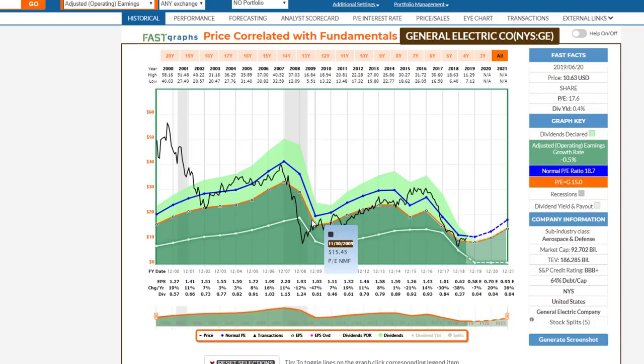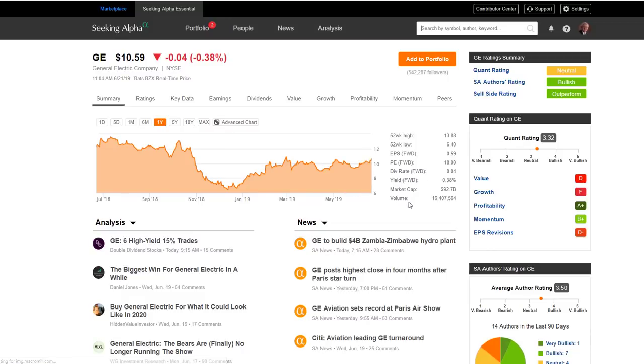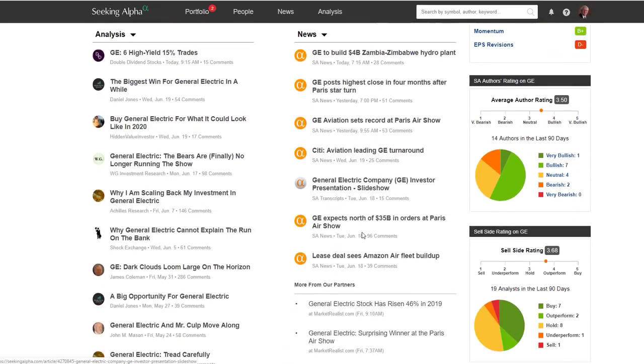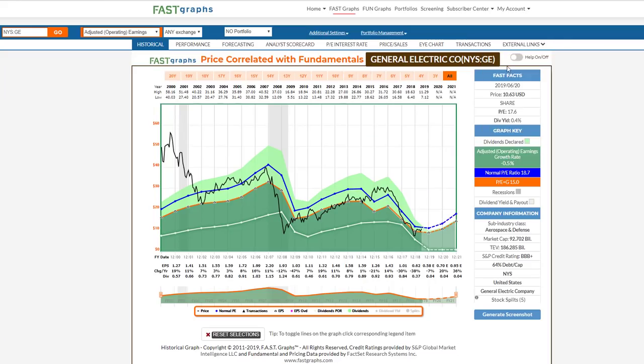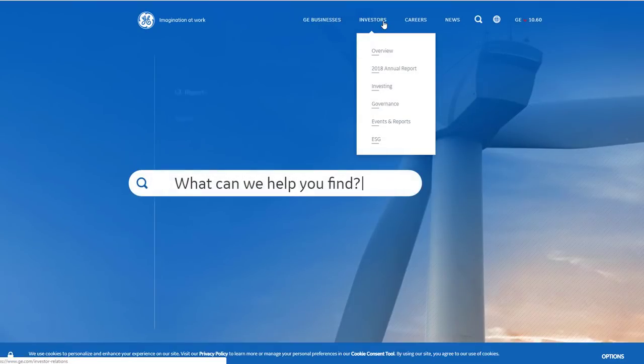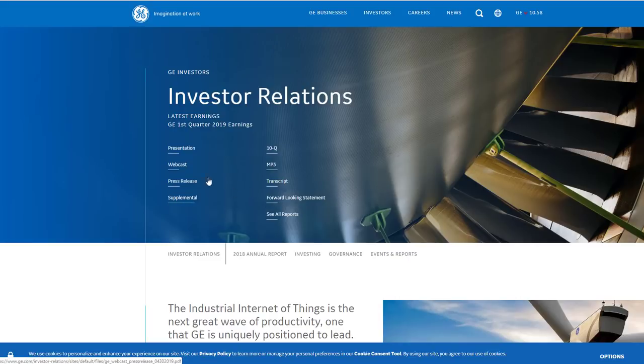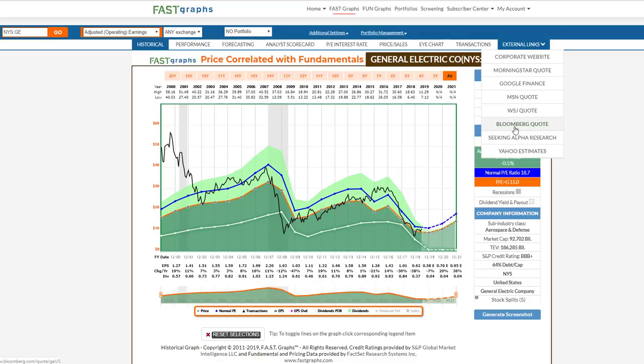Keep in mind, it took 4 quarters for this drop to happen and another 4 quarters for this drop to happen. So if you're paying attention to fundamentals, you could be using a site like Seeking Alpha, for example, and you could be looking at all the news that's going on to help you determine. You could read other people's articles right from Fast Graphs. Of course, you could go into the company's corporate website, go into investors, and look for any information, press releases, and presentations going on with the company. You could also go to places like Bloomberg, or, I happen to be a subscriber of the Wall Street Journal.